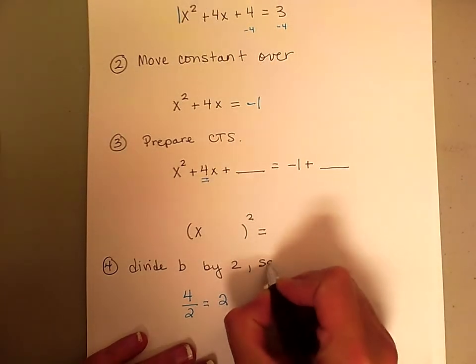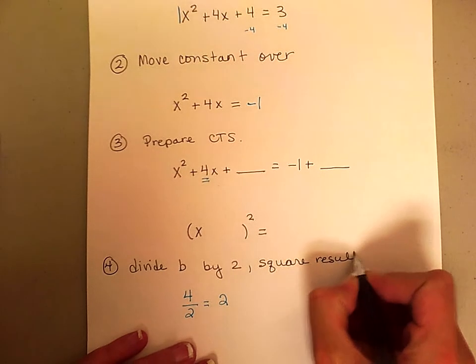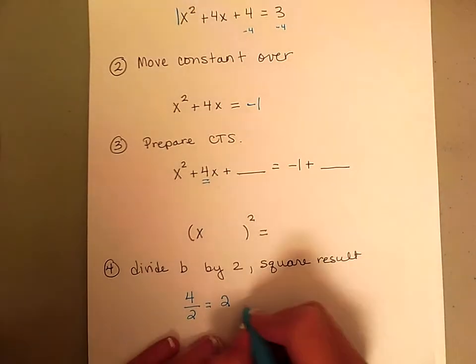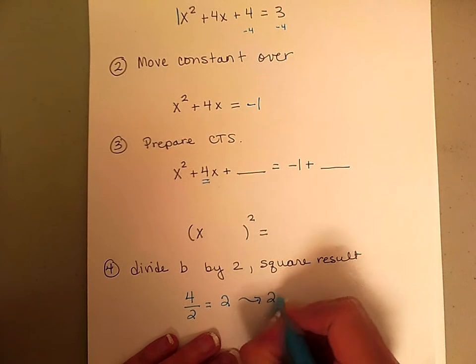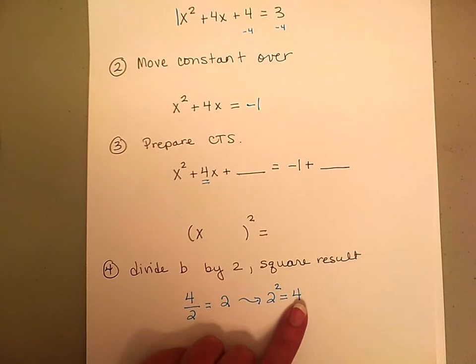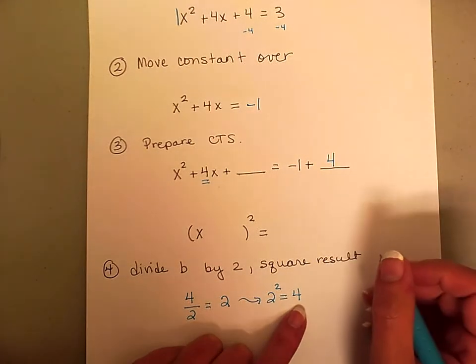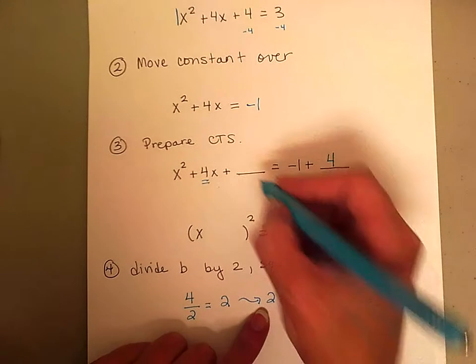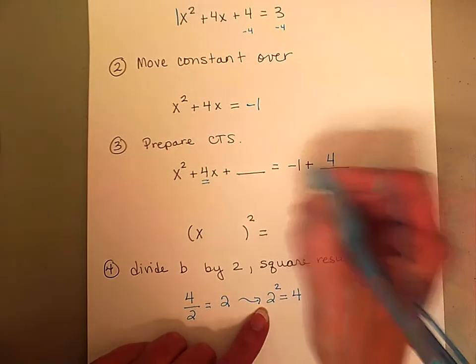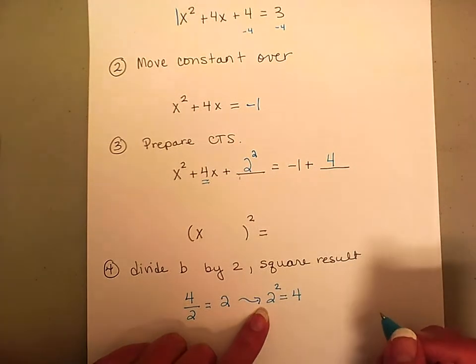And then we need to square that result. Okay? So in this case, our result was 2. That needs to be squared, and that result is 4. This is the number that I need to add to both sides. Now, you can write 4 in here, but then you're just going to have to unfactor it. So I always write 4 as 2 squared. And here's why.